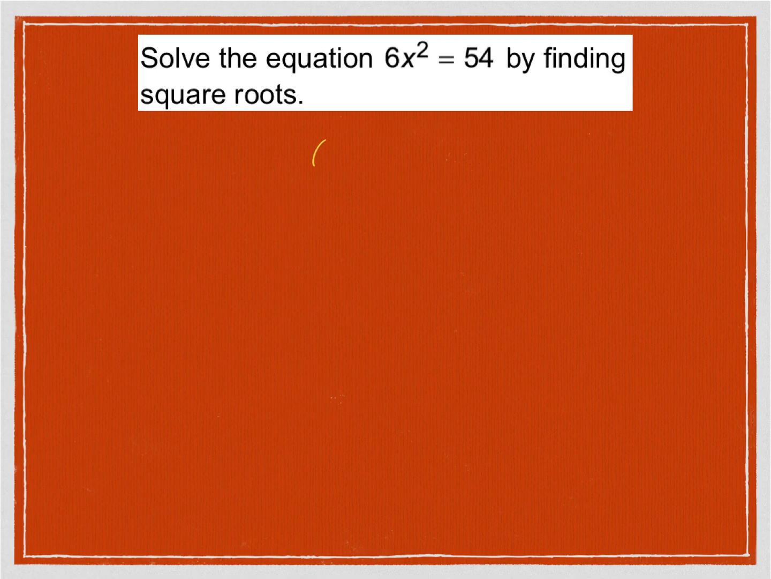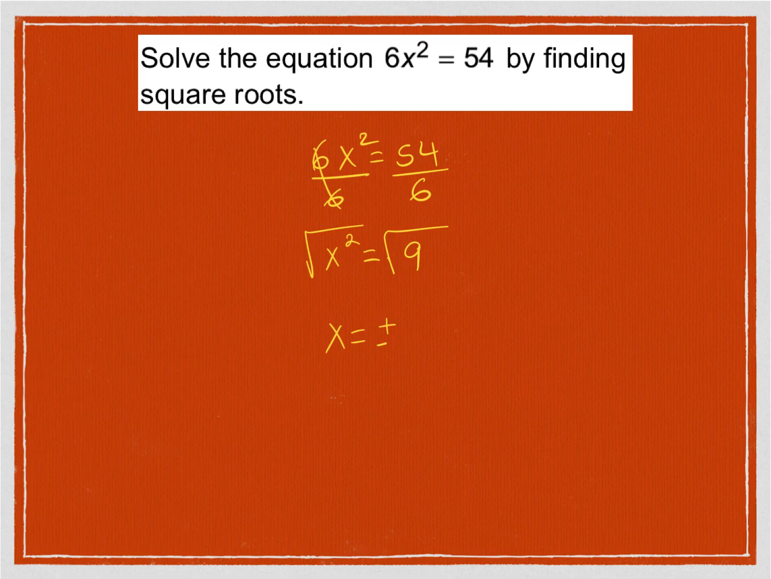This one, again, 6x squared equals 54. We divide both sides by 6. So we get x squared is equal to 9. And when I take the square root, I'm left with x is equal to plus or minus 3. Again, this being the final answer for this problem.